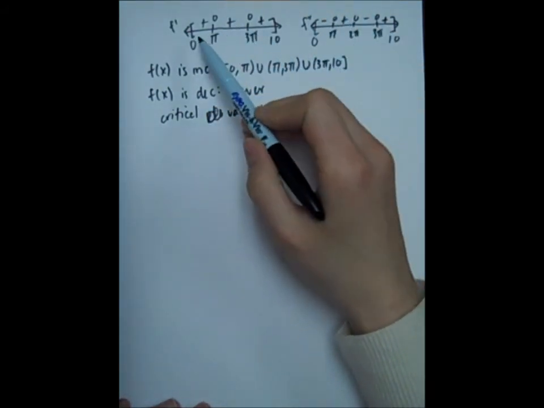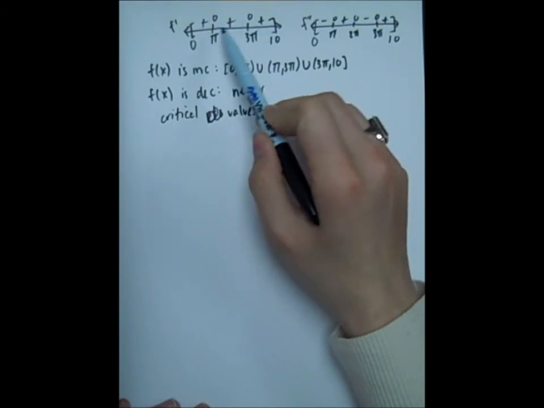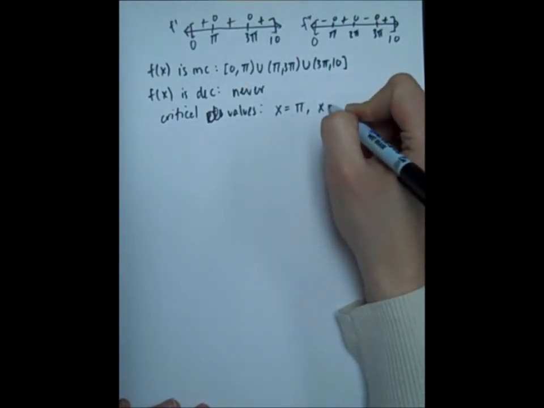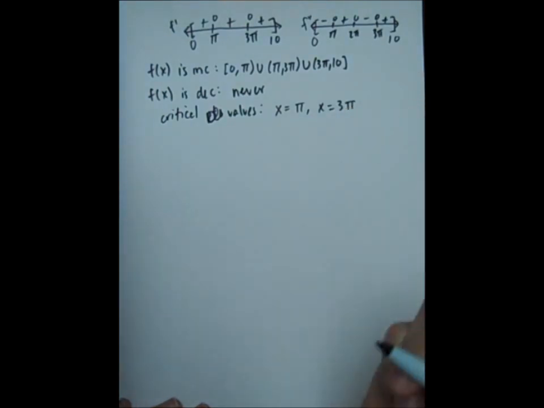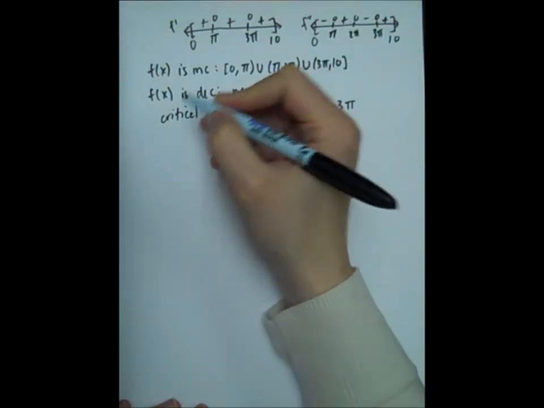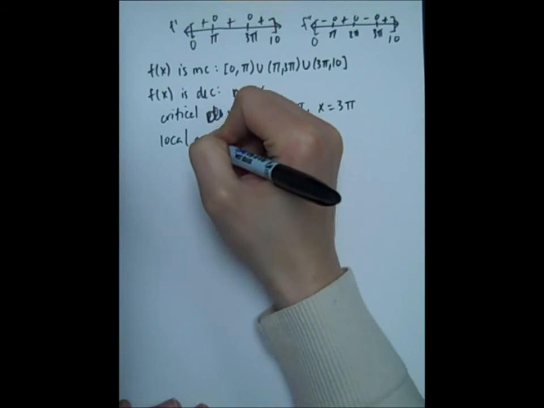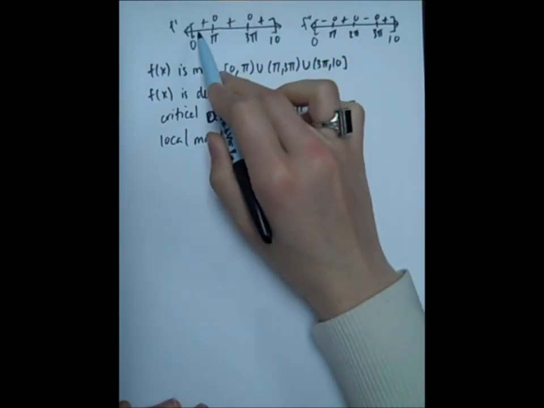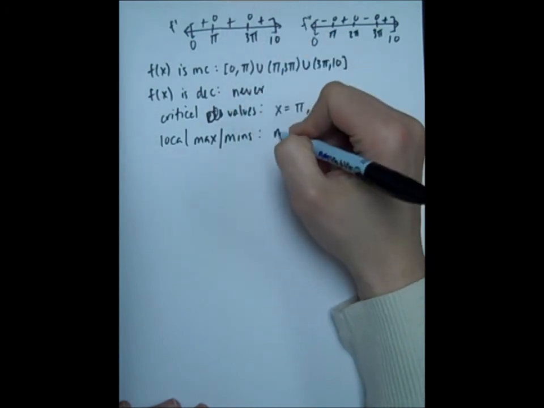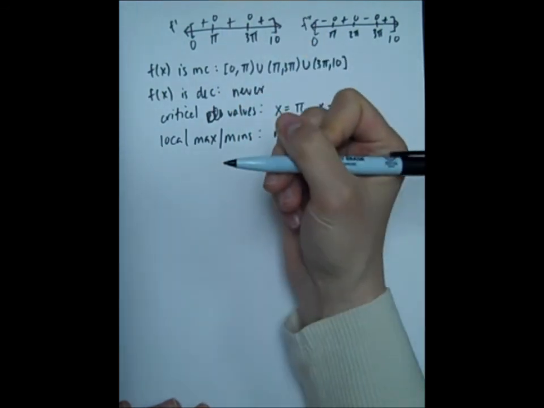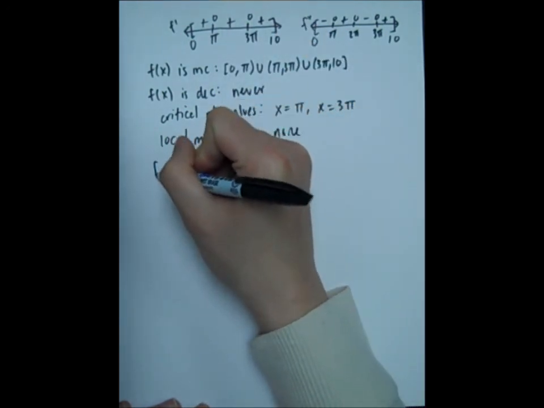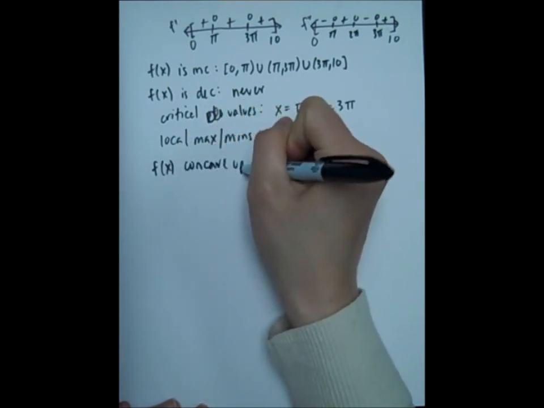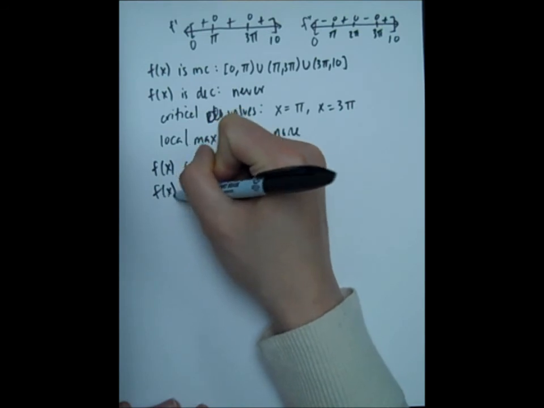So critical values, remember, was where the first derivative was 0. So my critical values are pi and 3 pi. What else? Local maxes and mins. Well, the first derivative doesn't change signs, so I don't have any of these. Next, when is f of x concave up? And when is it concave down?